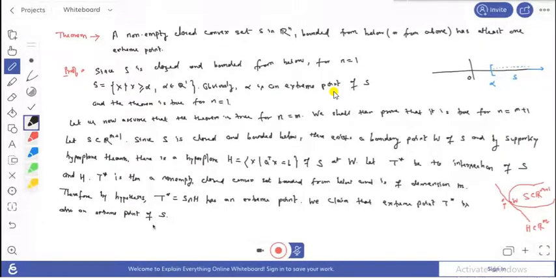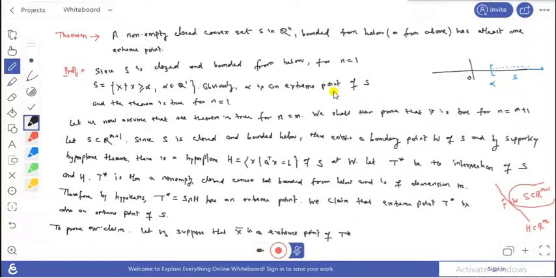So to prove our claim, let us suppose that X bar is an extreme point of T star, and this X bar is not an extreme point of S. तो हम ये लेके चलें और फिर देखें कि हमारा रिजल्ट क्या कंट्राक्ट तो नहीं हो रहा है.